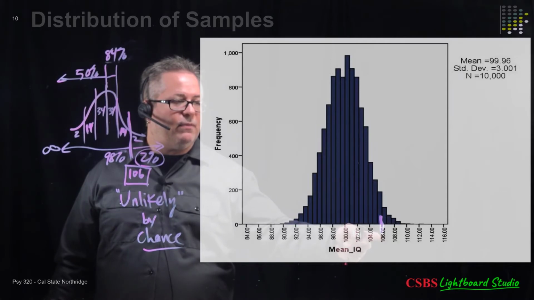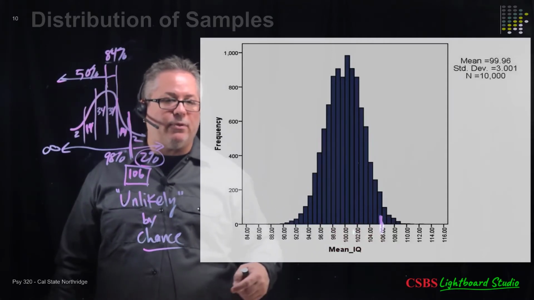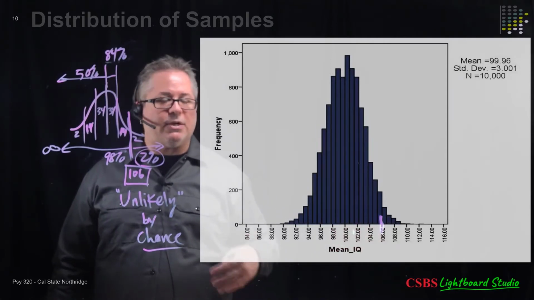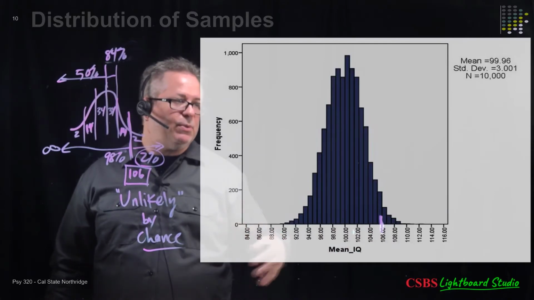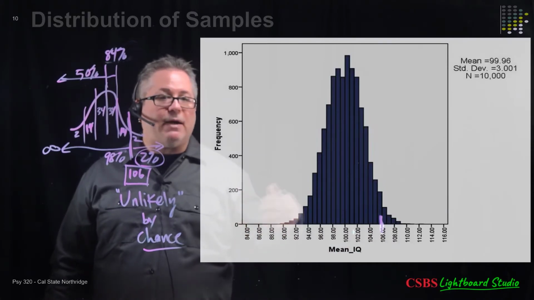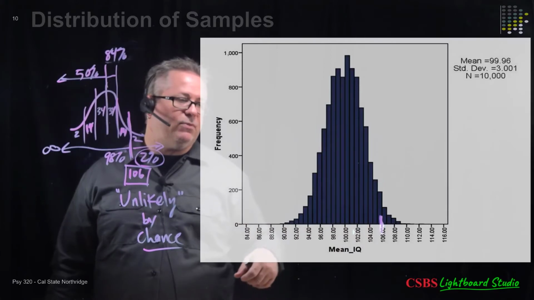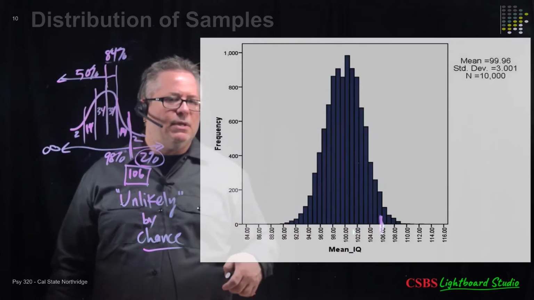So we've now at least given some evidence to support the idea that IQ Plus works. But that's just a start. We'd actually have to do it a few more times, see that we get some regularity in finding these kinds of means with IQ Plus. But this is at least a start.